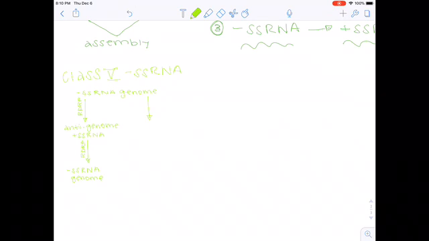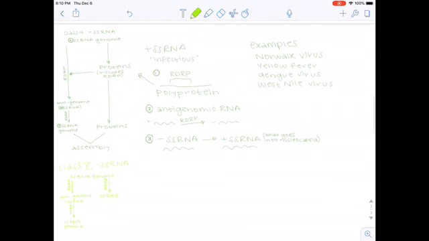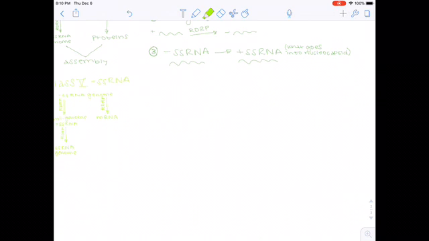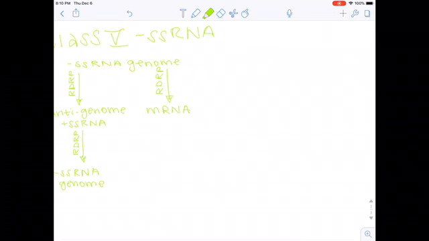So here we go from the genome, we use RDRP, and we make mRNA. The extra step here going to mRNA is because, like we set up here, the positive sense RNA is infectious. It means it acts like mRNA, but the negative sense single-stranded RNA does not act like mRNA. And so we have to first transcribe the genome into mRNA. Then we translate.